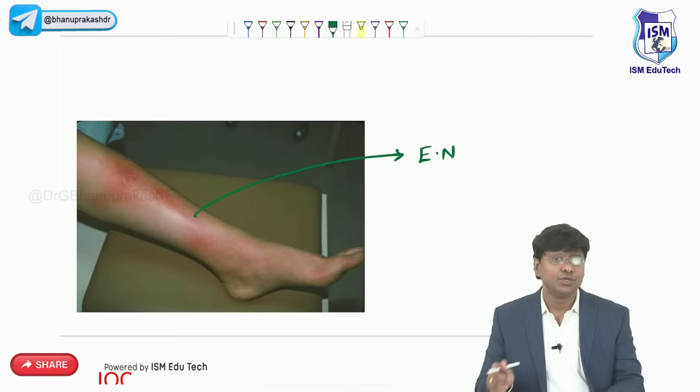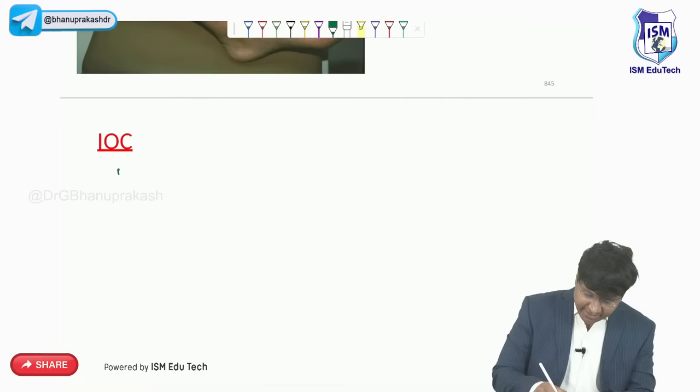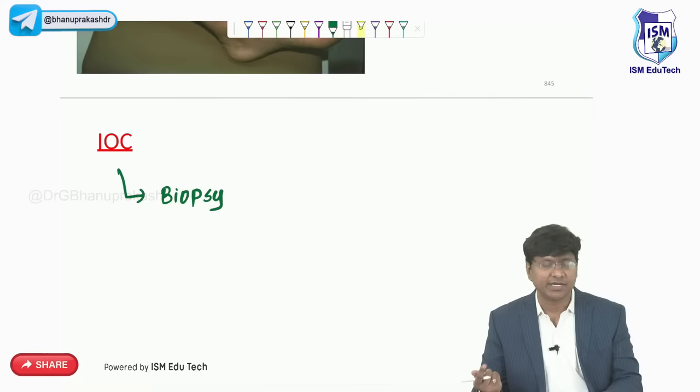Erythema nodosum. And what is the investigation of choice in case of sarcoidosis? The investigation of choice in sarcoidosis will be biopsy. And what does the biopsy show? It is a non-caseating granuloma. That is what you will see in the biopsy.